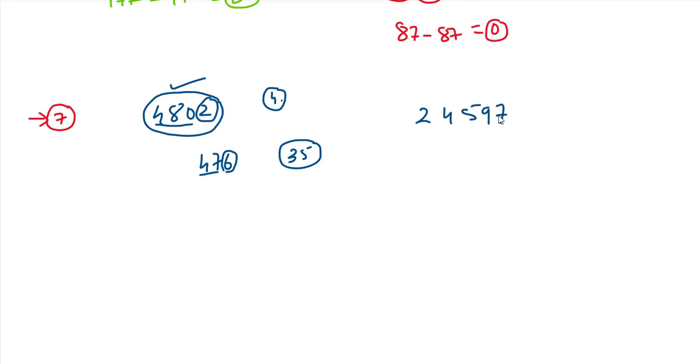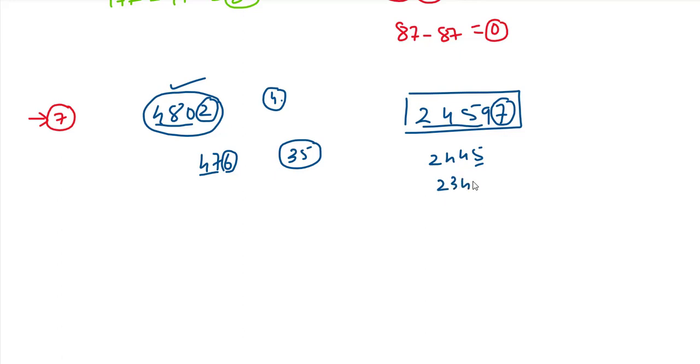24597. To check whether this number is divisible by 7 or not, we'll first take the last digit, double it, and subtract it from the rest of the number, which will be 2459 minus 14, giving us 2445. Again, it is not clear. We'll double the last digit and subtract it from the rest of the number. So this will give us 234.